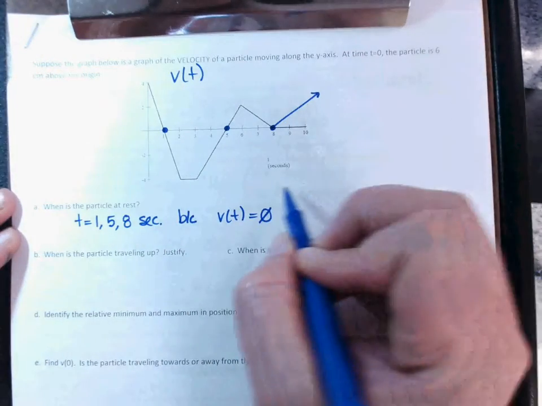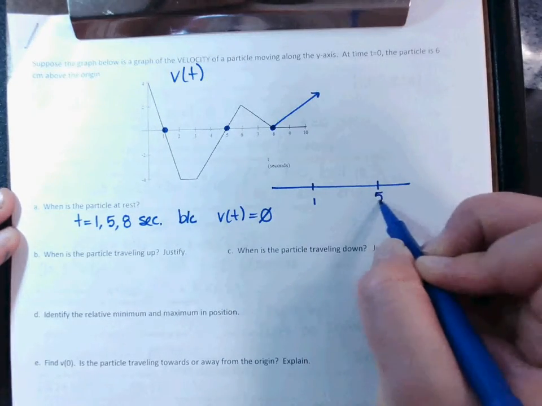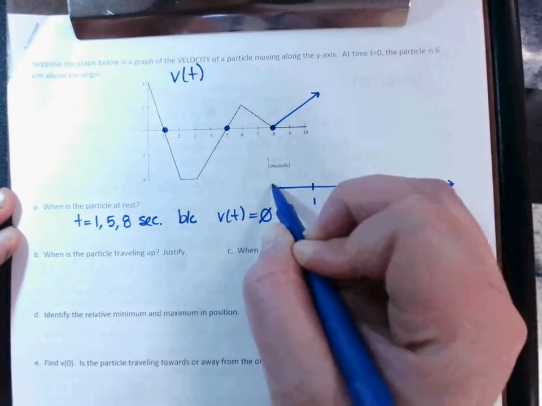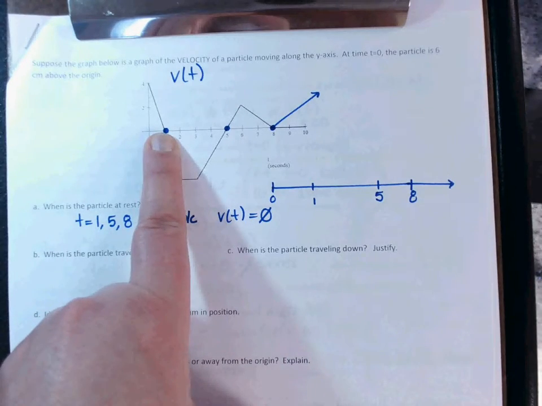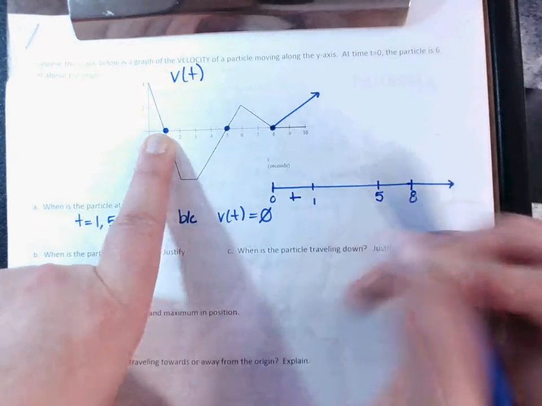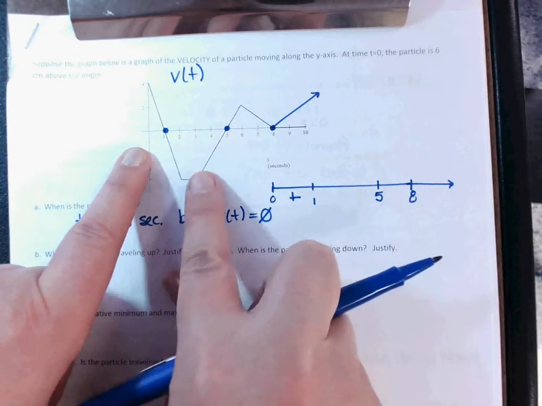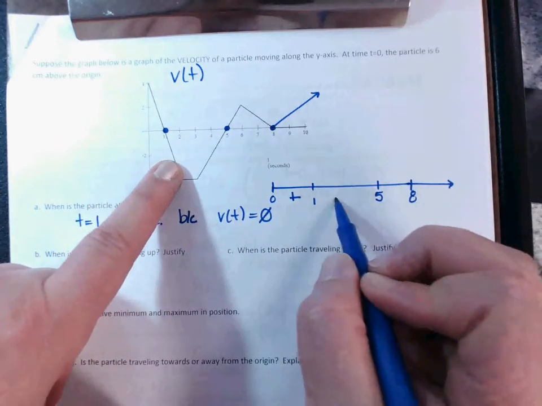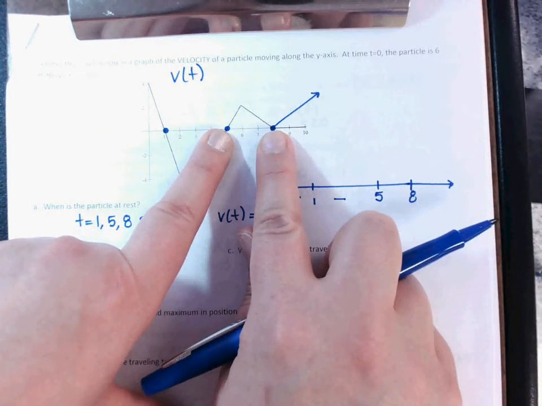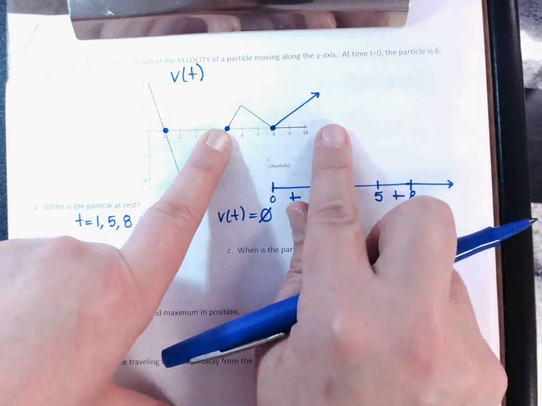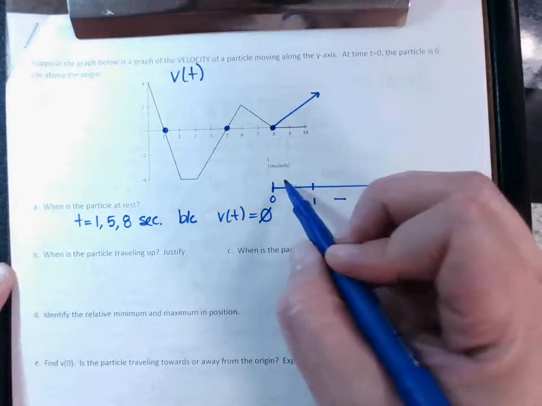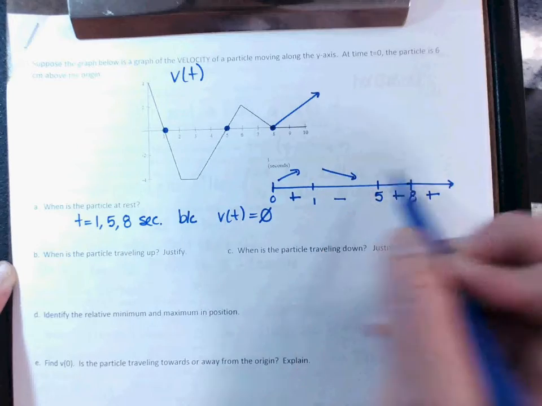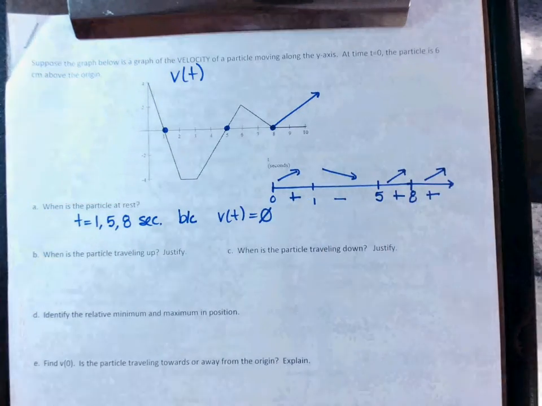Well, let's make a little line chart here. 1, 5, and 8. Notice I'm starting at 0 on the left side. Before 1, what was the sign of velocity? Was it positive or negative? Positive. Between 1 and 5, what is the sign of velocity? Negative. Between 5 and 8, what's the sign? And then from 8 to infinity, what's the sign? Positive. What does that mean that the position was doing? It was increasing, decreasing, increasing, increasing.